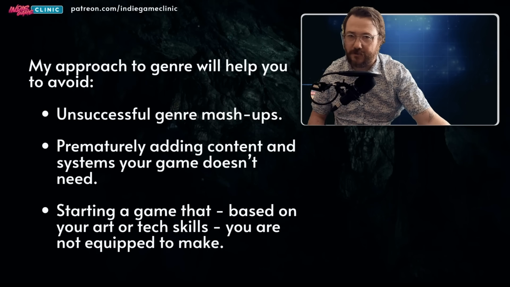And the approach that I'm going to show you today is aimed at trying to help you to avoid some really common pitfalls that I see developers get into. One of those is genre mashups that are unsuccessful because the things don't fit together or they can't make them fit together. The second one is prematurely adding a lot of content and systems that your game doesn't need because you've set out to make a particular type of game and you assume that it needs certain things in it. So you start with them and perhaps they weren't the best things to start with when you're in the early stages of making your game.